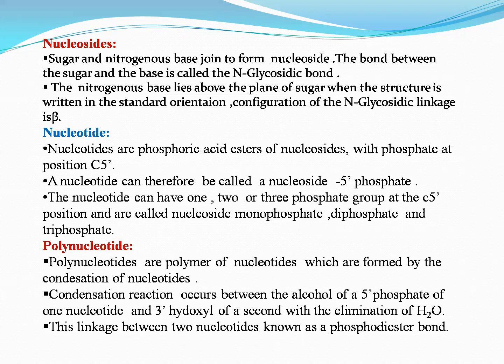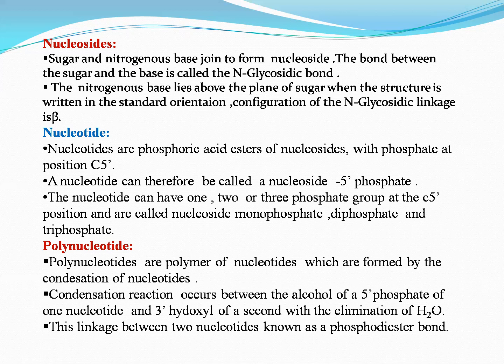Nucleotides are the phosphoric acid esters of the nucleosides. Already we have discussed the nucleotides, and there are three components. The first one is the sugar, the second one is the nitrogen bases, and the third one is the phosphate group. Here the phosphate group is present at the 5' position. A nucleotide can therefore be called nucleoside 5' phosphate.